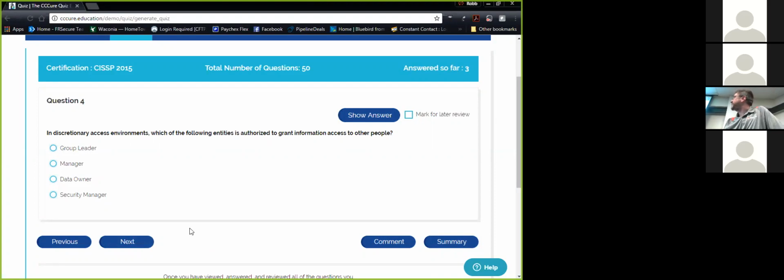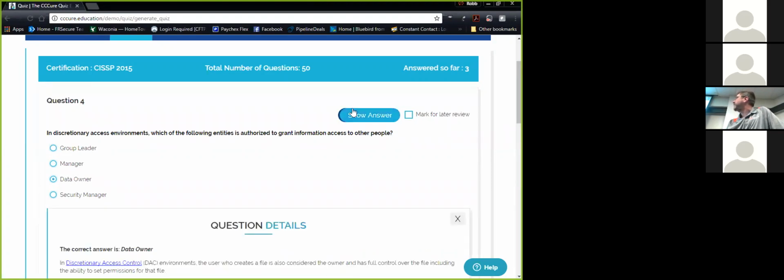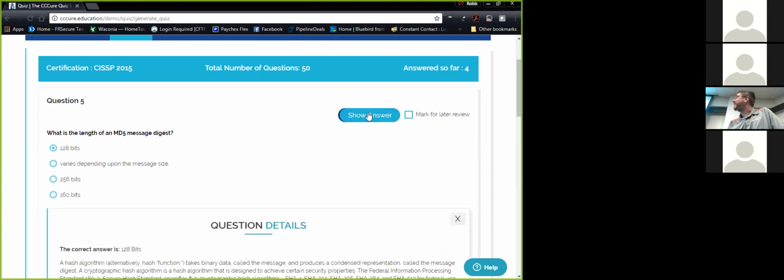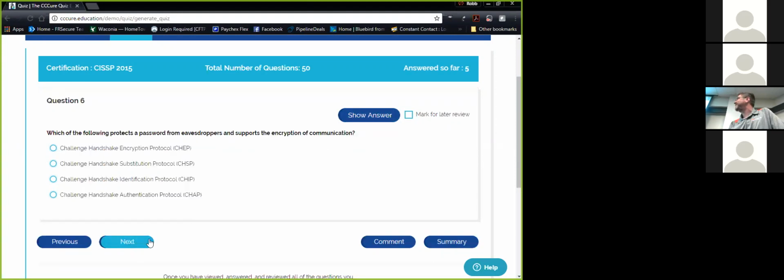In discretionary access environments, which of the following entities is authorized to grant information access to other people? Good, owner. Look at that. What is the length of an MD5 message digest? 128 bits. Look at that, you guys are going to go take this tomorrow, right?